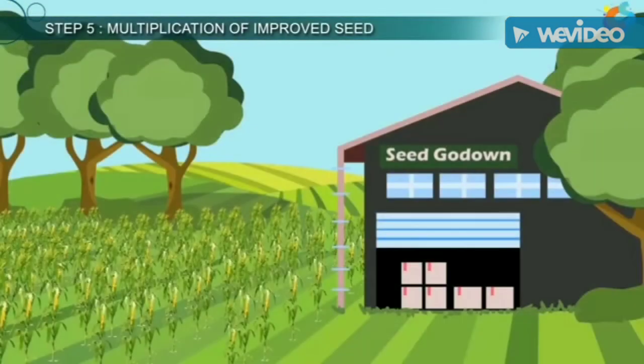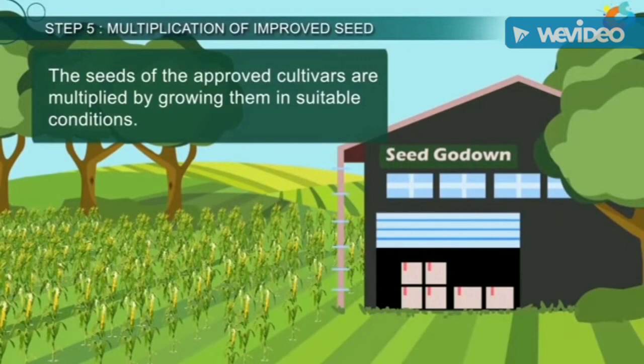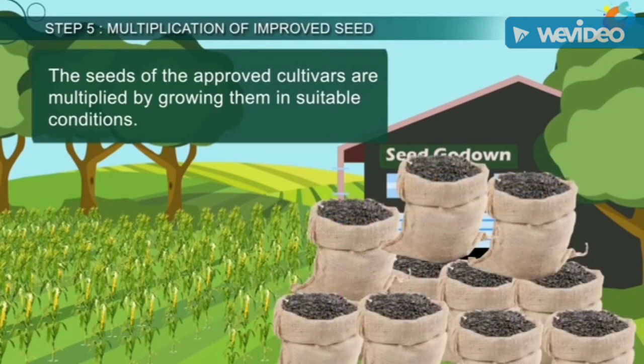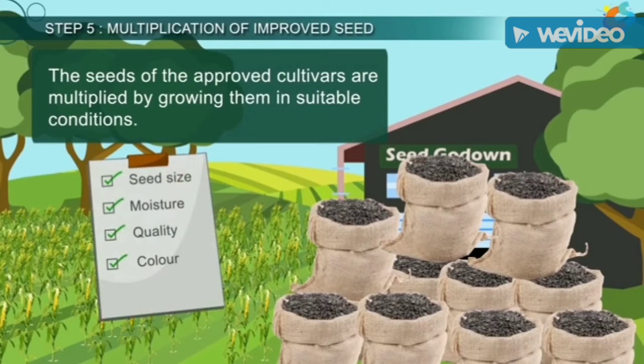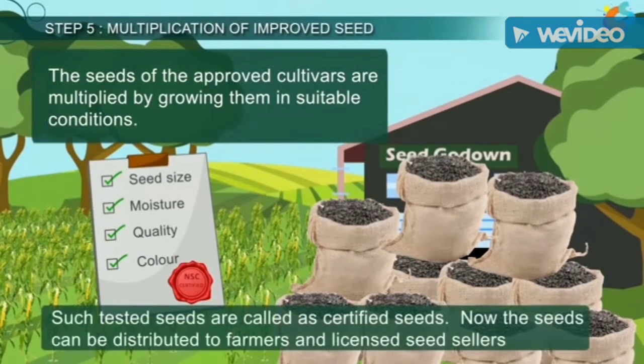Step 5. Multiplication of improved seed. The seeds of the approved cultivars are multiplied by growing them in suitable conditions. A large quantity of seeds is obtained. The seeds are then tested for quality and certified by the National Seed Corporation, NSC. Such tested seeds are called certified seeds. Now the seeds can be distributed to farmers and licensed seed sellers.